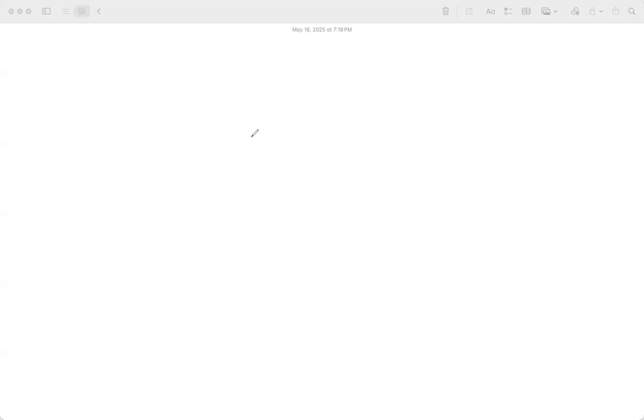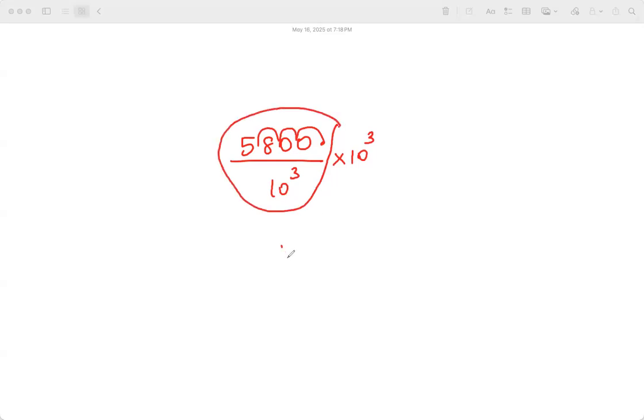How about this? 5800. This is in standard notation. How to express this in scientific notation? I will write it down. So what should I do? You should divide it by 10 power of 3 and multiply by 10 power of 3, so that is like multiplying by 1. So you regroup, and use this to make it 5.8 times 10 power of 3. Make sense? Can I move on? Yes.